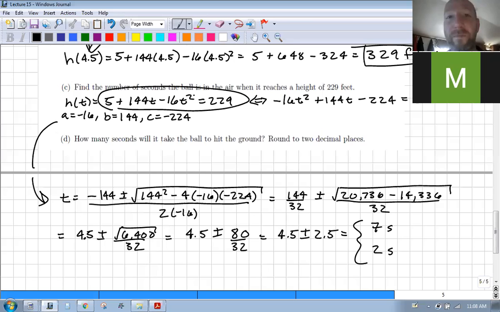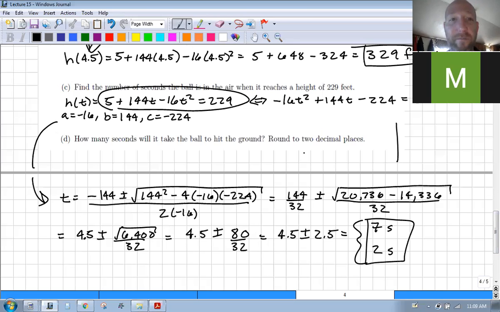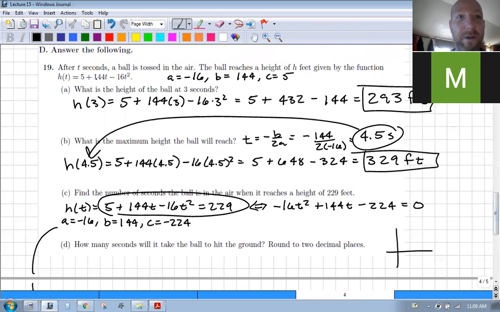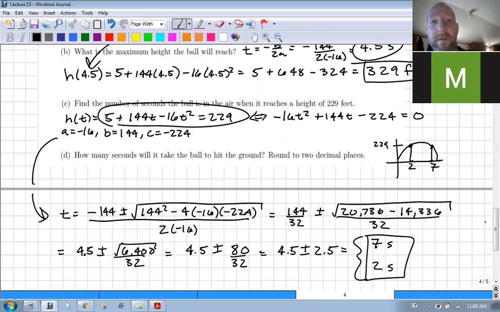All right, so it's at the height of 229 feet at 2 different times, right? Which makes sense, because if you look at the height, it starts off at a height of 5, and it's going to do like this. So at 229 feet, you get 2 seconds, and at 7 seconds, 2 different points of time. So that one has 2 answers.